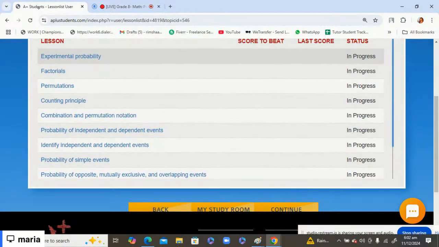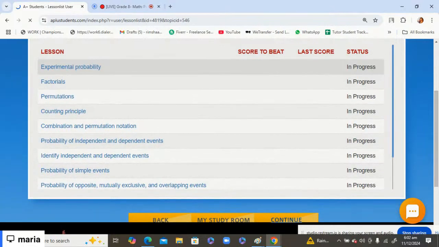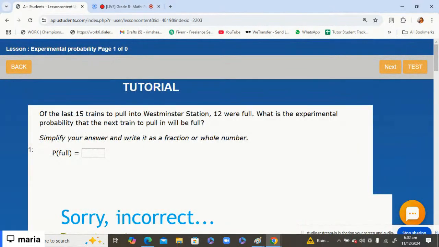Let's start the very first lesson, which is experimental probability. So let's get started. In this first question, they are saying of the last 15 trains to pull into the Westminster station, 12 were full. What is the experimental probability that the next train to pull in will be full? How many total trains? 15 trains of the last, and 12 were full.